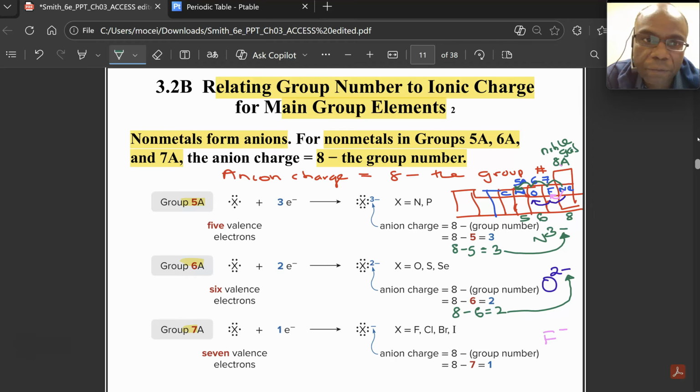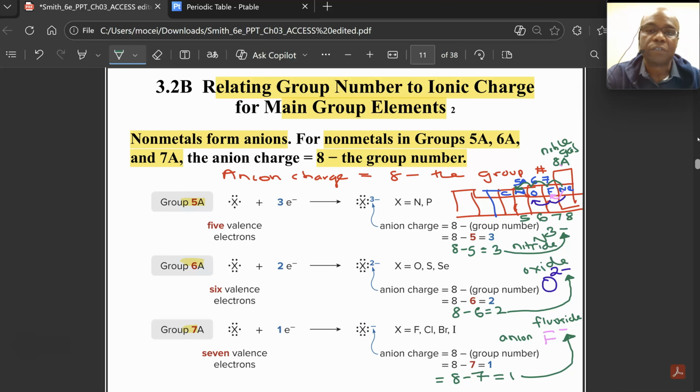Look at fluorine. Fluorine is in main group 7. Neon is in main group 8. Okay, subtract, you're going to get 1. Fluorine is a nonmetal, so it becomes an anion. And the name of that will be fluoride. This is fluoride, this is oxide, and this nitrogen will form a nitride. So that is the idea.